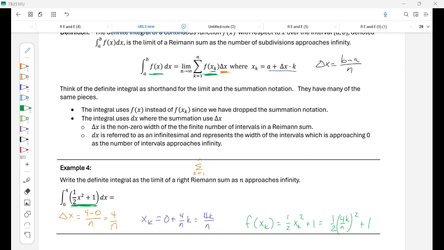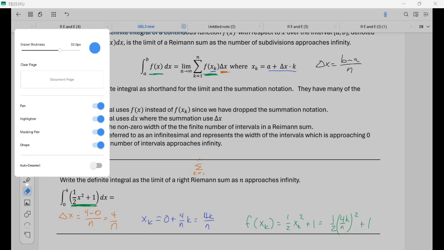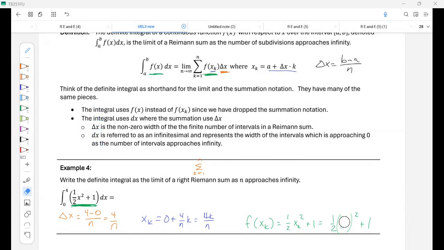So putting it all together and color coding it, I'm going to make one more adjustment to my color coding up here. I'm going to make that blue. So we did the f of xk, and xk was 4k over n. That integral is equal to the limit as k equals 1. No, sorry. As n goes to infinity. Sorry, I jumped ahead of myself.